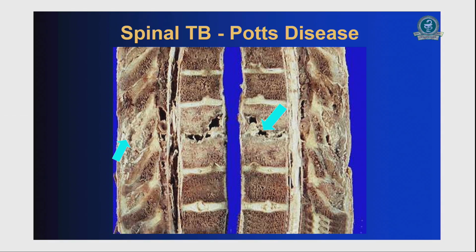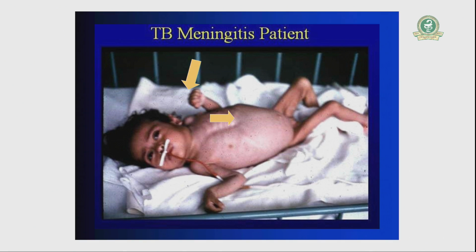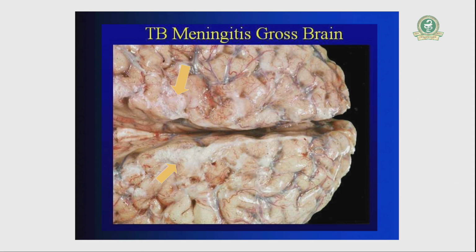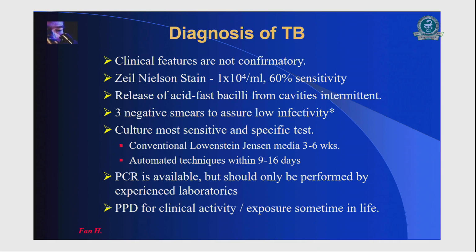And this is spinal tuberculosis, Pott's disease. In other words, we can say TB meningitis patient. As you can see, his pose, and there are also cavities in the brain. This is TB meningitis, cross section of the brain.